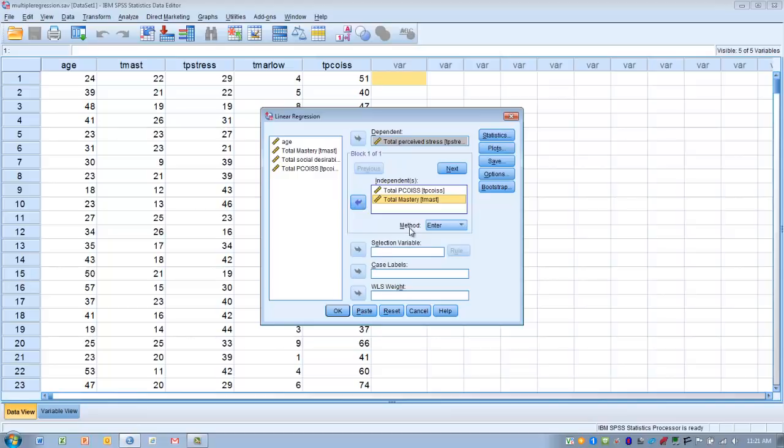Now just below that you can see where it says method. Make sure the enter method is selected, and this is the standard multiple regression where we put all the variables. If you had more than two, this is where we have all the variables entered into the model at once. And we'll talk a little bit about the difference between that and hierarchical or stepwise regression in a different video.